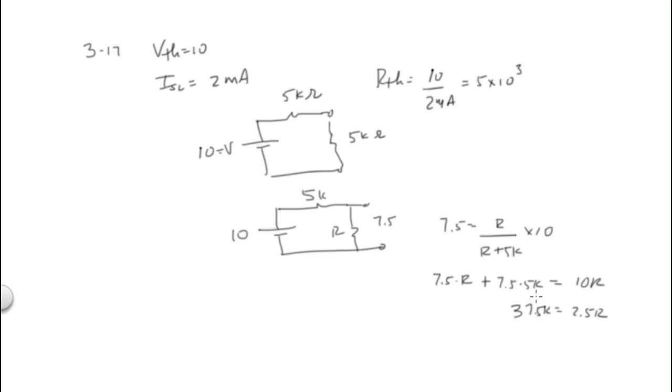37.5 divided by 2.5 is equal to 15. So R is equal to 15K. You can check that out and see if that works, but that is what it is. So this is our R, 15K. So that's 317.